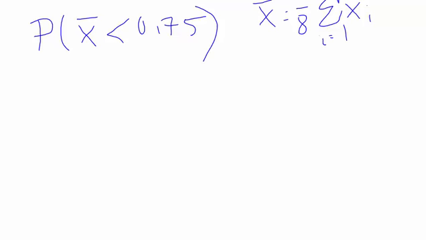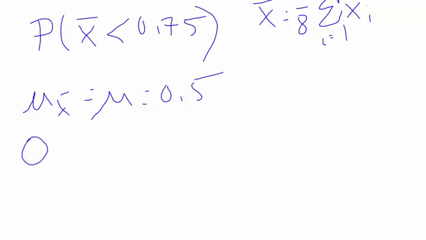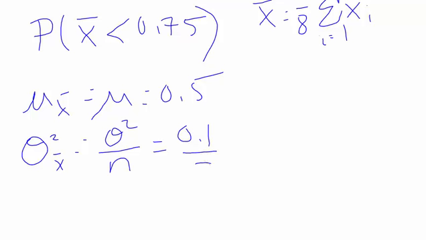We already know that the mean is the same. So remember, the mean of x bar is equal to the mean, which is 0.5. And our variance of x bar is our variance divided by the number of observations. In our case, it's 0.1 divided by 8, because remember we had 8 observations here. Then we can get the standard deviation, which is the square root of that, and that's equal to 0.1118.